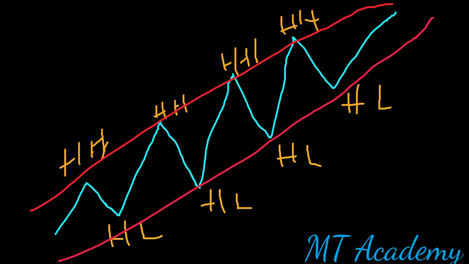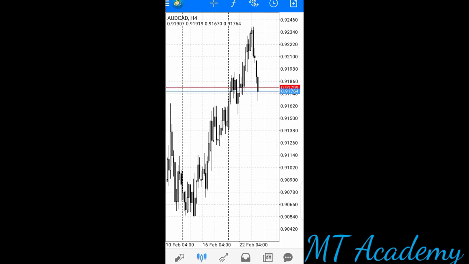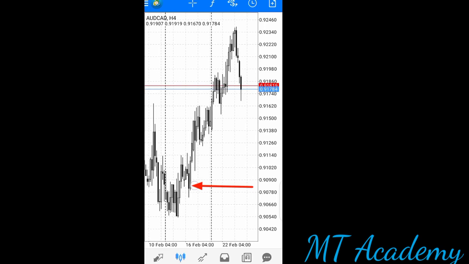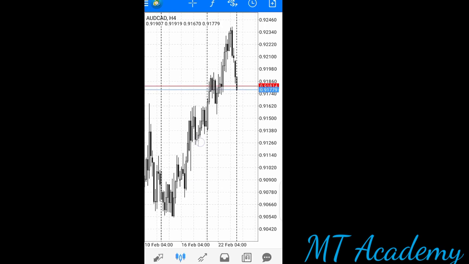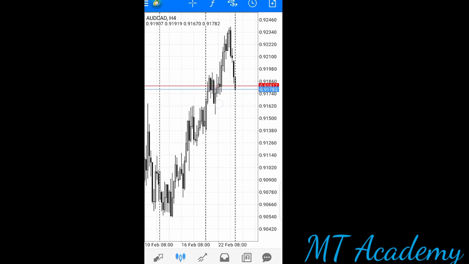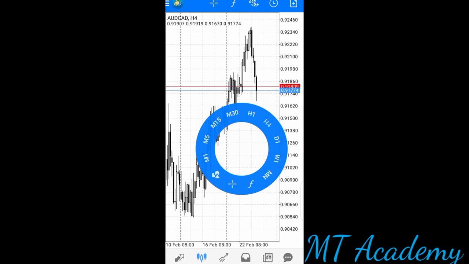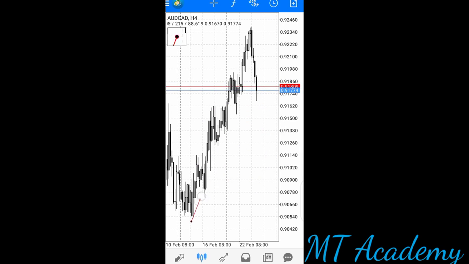So let's explain this using an AUD card chart. This is an obvious upward trend. And in this upward trend, we can see a swing low. This is a higher low. This is another higher low. This is another higher low. So I want to connect these higher lows. So I'll pick my line and I'll connect them. So this is my trend line.